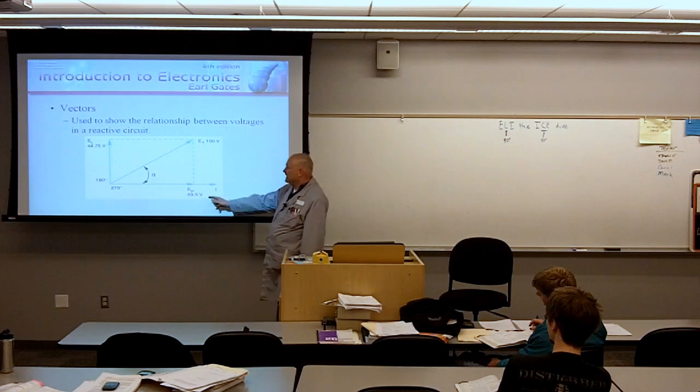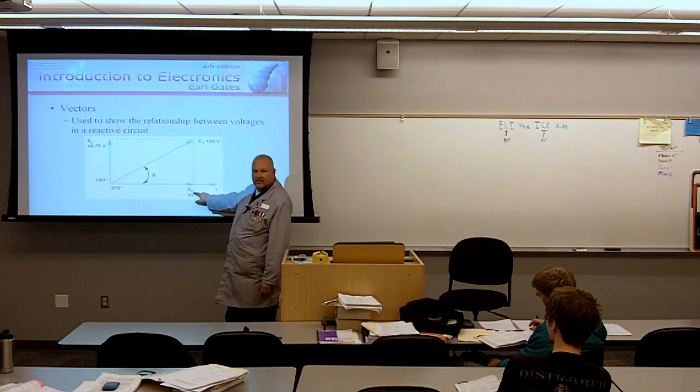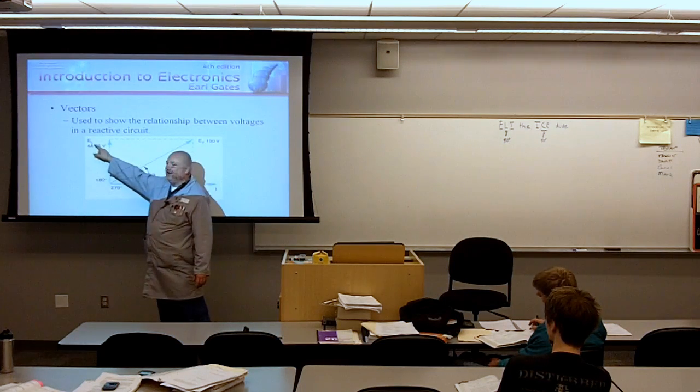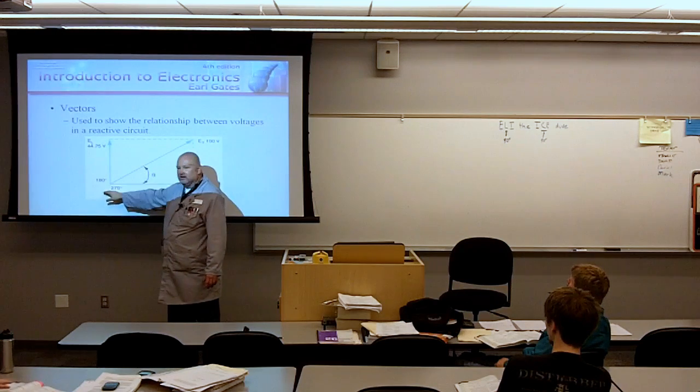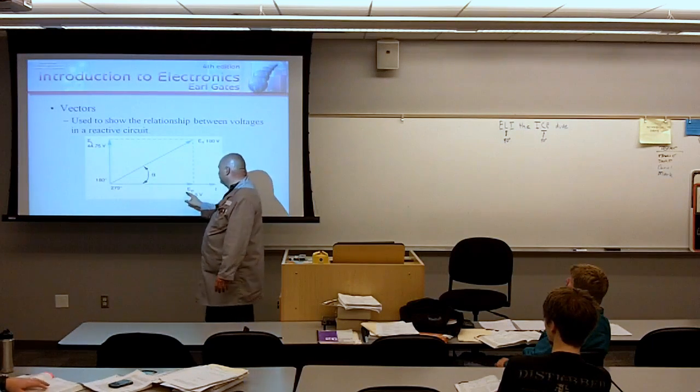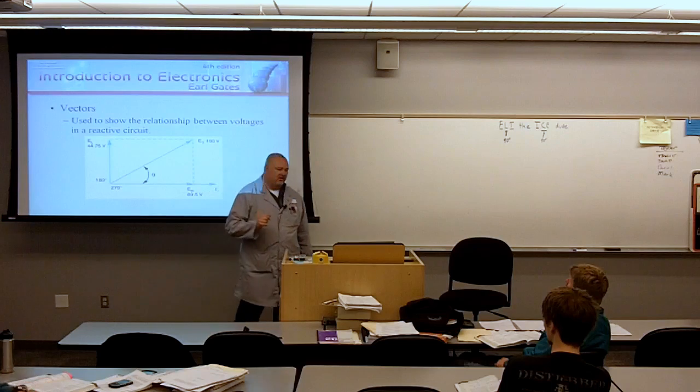We're looking at a circuit that contains a resistor, and we're looking at a circuit that contains an inductor. This is the voltage across the inductor, and this is the voltage across the resistor. What kind of a circuit are we looking at?